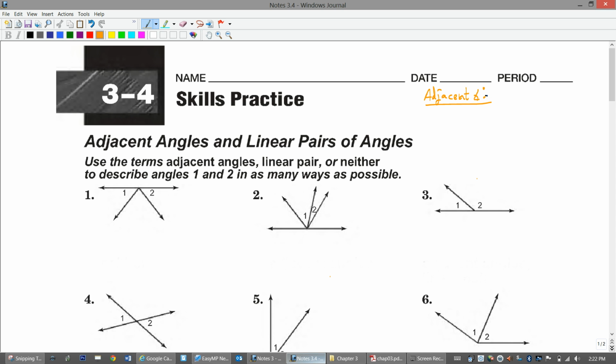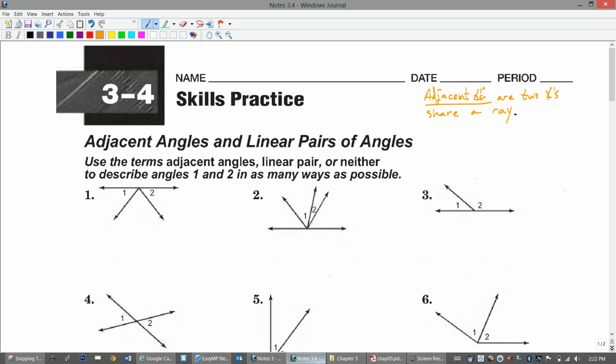What's an adjacent angle? Do you guys remember? An adjacent angle, or adjacent angles rather, are two angles that share a ray or have one ray in common. Literally, adjacent angles mean next to each other.